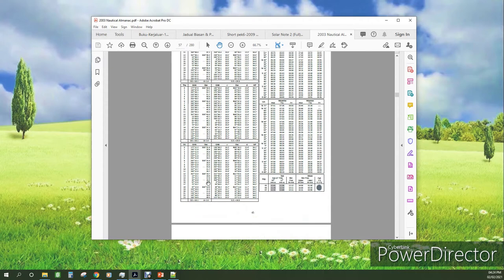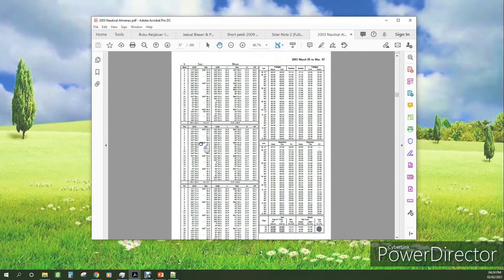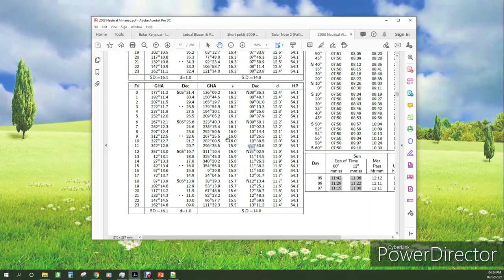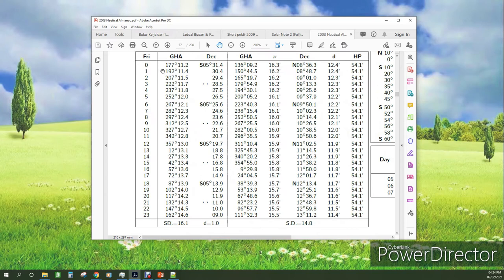So this is the almanac for the 7th. This is the time. This is the declination. The value we need is the declination, and D, this small letter d, is the change for every hour, in the unit of minutes. So from the table, we just go down for the zero hour, which is negative 5°31.4 minutes. So we go back to the booking form.